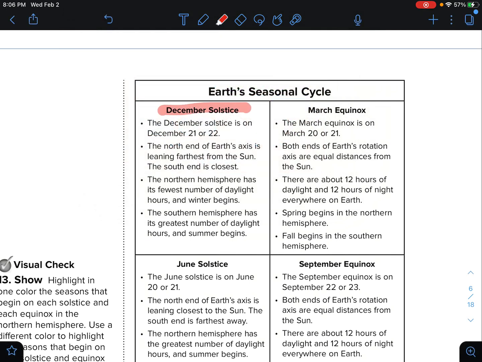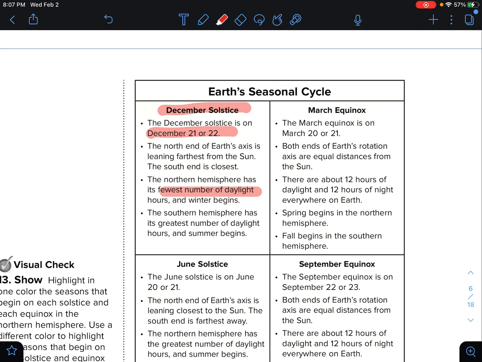So our December solstice, it happens around the 21st or 22nd, and the north end of Earth's axis is leaning the farthest away from the sun. The south end is closest. So we're just really looking at the northern hemisphere. At this point for our December solstice, it's going to be the fewest daylight hours. That's when it's dark like at 4:30, 4:45. We've got about 9 hours of daylight only. That would be in the northern hemisphere.